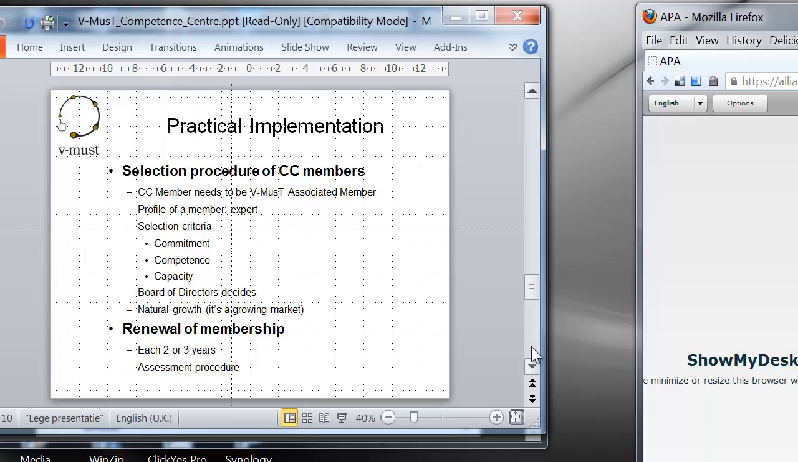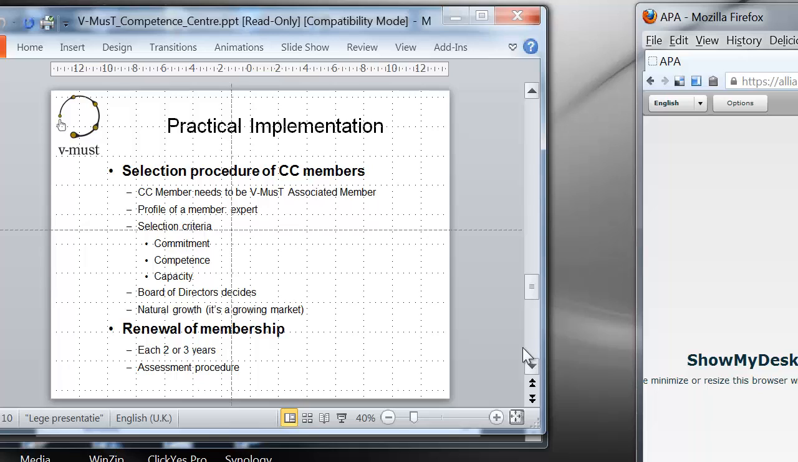Finally, the decision on who is selected and who is not goes to the board of directors. There's a clear, transparent selection procedure that involves independent people, but it's finally the board of directors who have the last say.